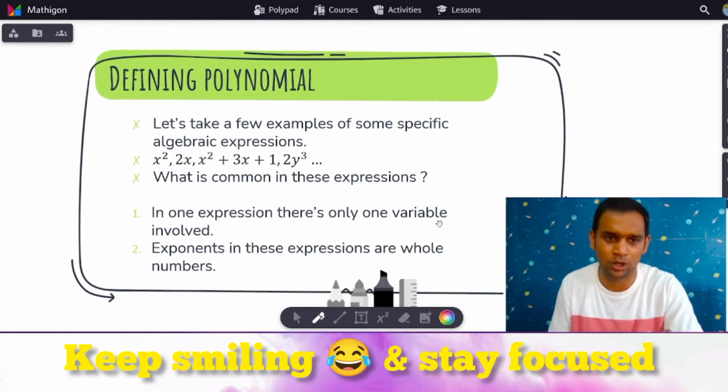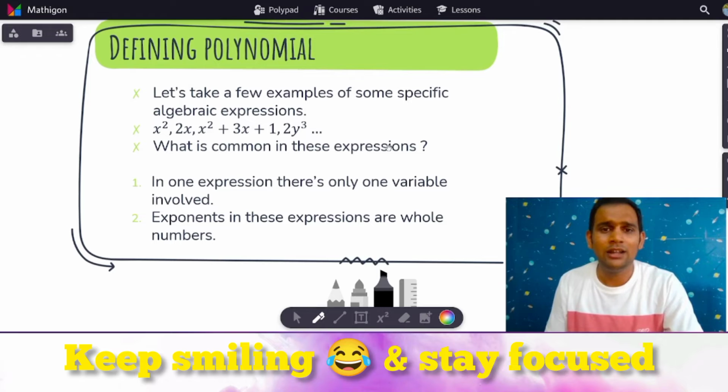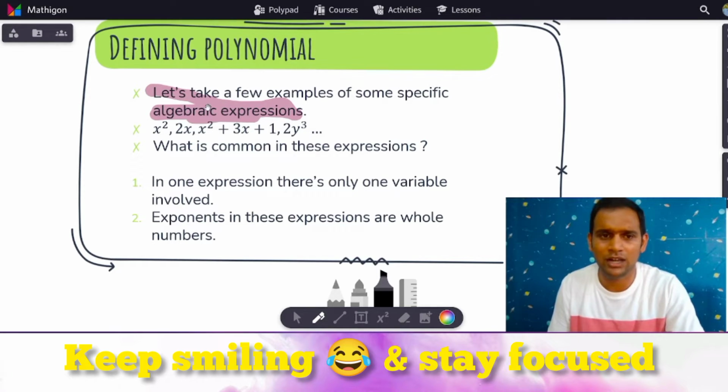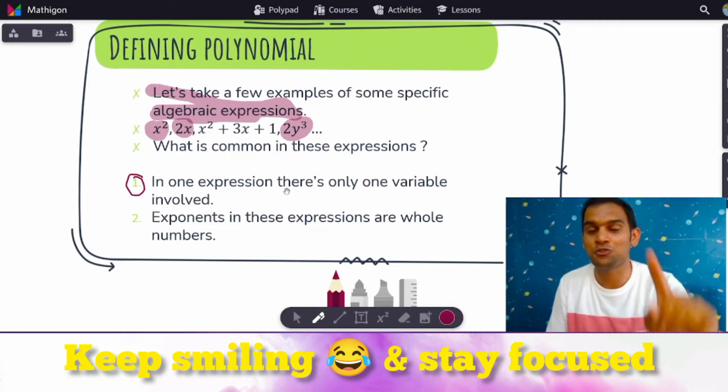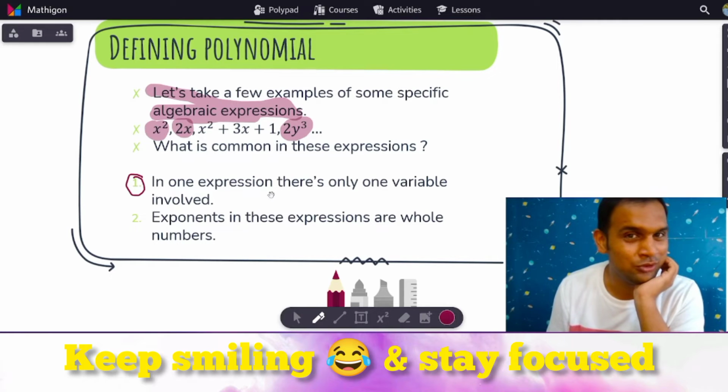Let's define a polynomial now. Let's take a few examples of some specific type of algebraic expression. For example, x square, 2x, x square plus 3x is a polynomial. 2y cube is a polynomial. Now, what is common in all these expressions? The first common thing is that in one expression there is only one variable involved. Do you observe that? What is the second observation?